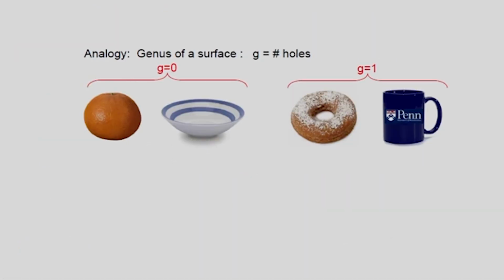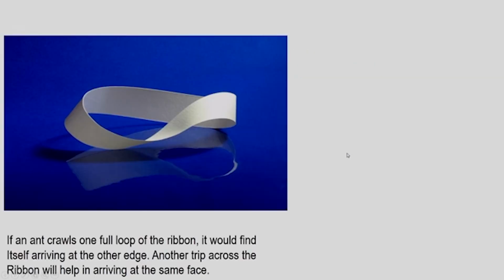Okay. I give you examples: this has genus equal to 0, it is just an orange. There is a saucer or a plate, and then you see that these have genus equal to 1. So, as I said, it is equal to the number of holes, this is equal to 1, and so on. And so, the genus of a particular object or a surface.